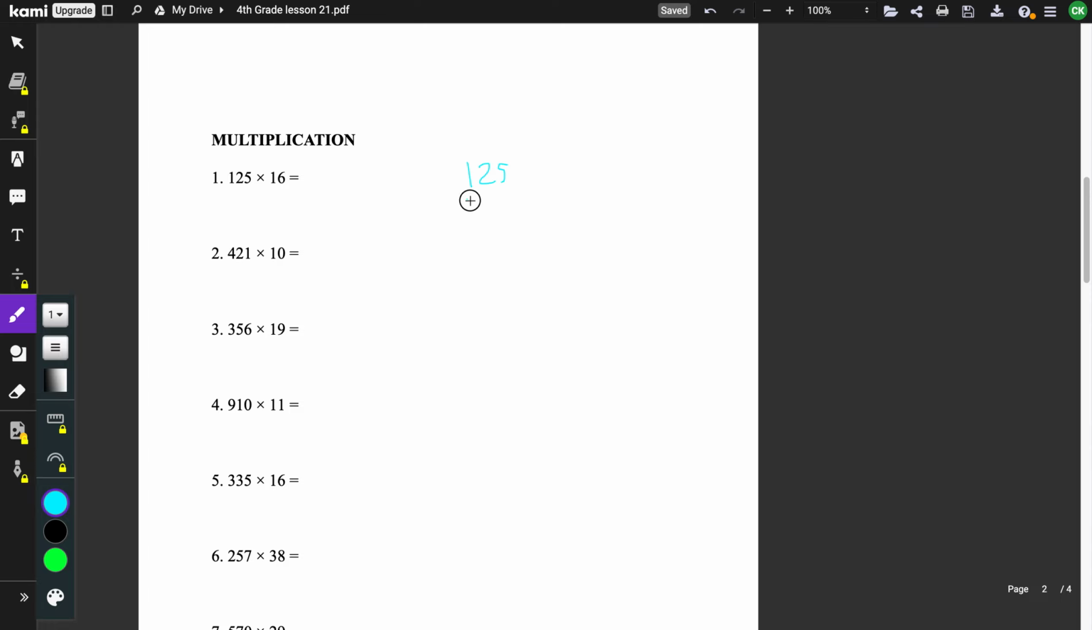Alright, moving on, let's try some multiplication. So 125 times 16. 5 times 6, that's 30, sorry. 2 times 6, that's 12. 5, 1, 6, 7. And then don't forget 0, 5, 2, 1, 5. Adding all those together, you should get 2000 as your answer for number 1.